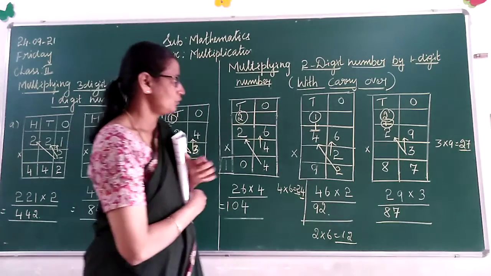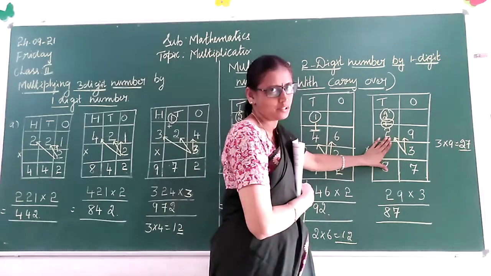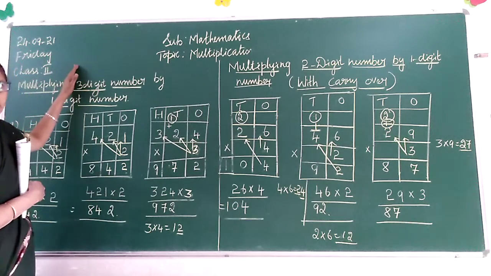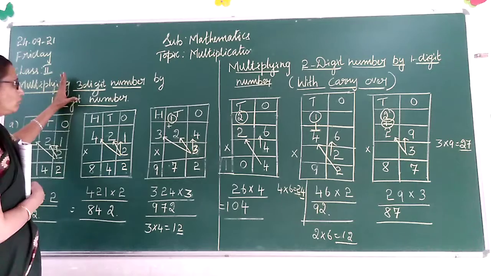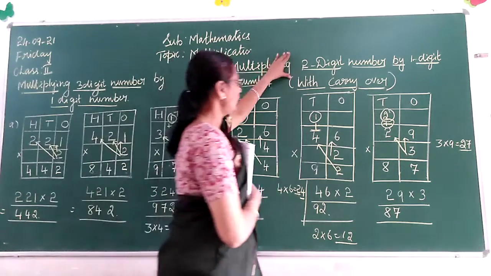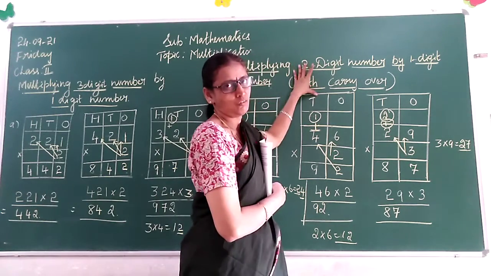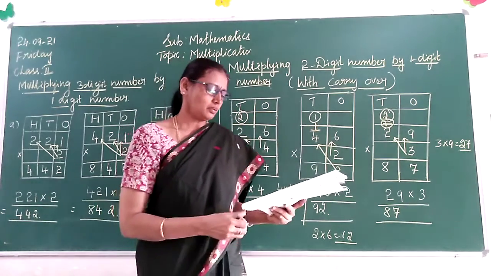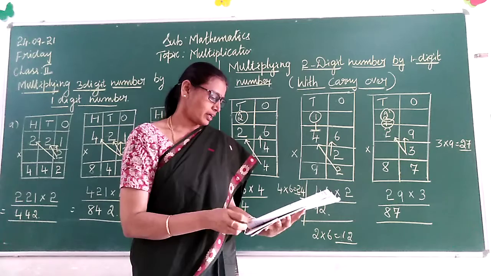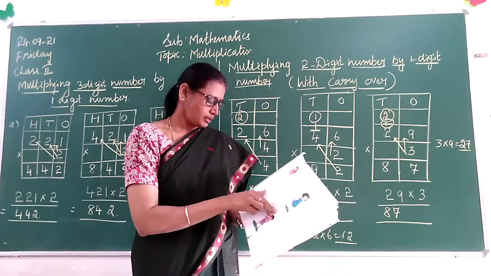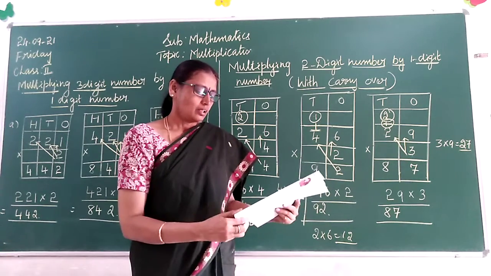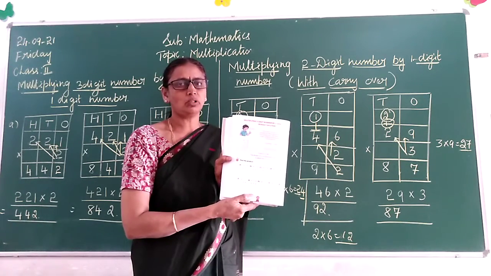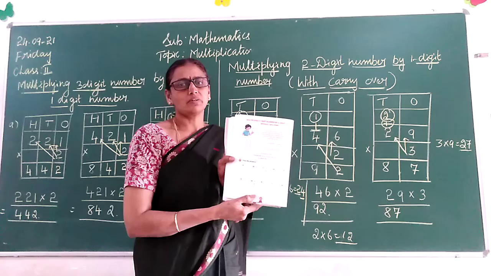So, this carry over sum is a little hard to do, children. So, you have learned today 3-digit number multiplication by a 1-digit number, and 2-digit number by a 1-digit number with carry over. Children, in your textbook, page number 65 and page number 66, sums are there, children. Complete it in your textbook and write it in your classroom neatly, children.